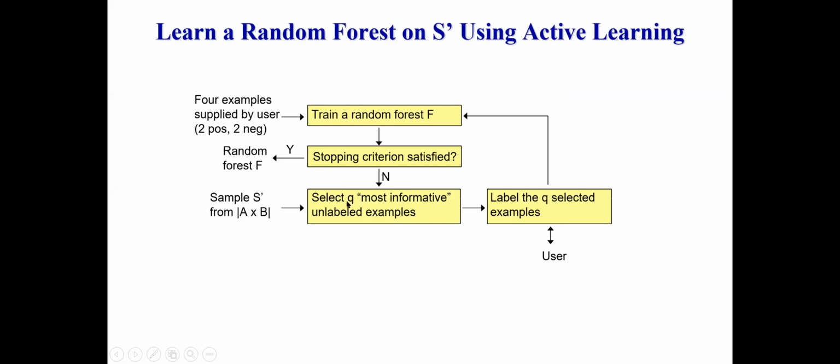We're going to next select the 20 most informative unlabeled examples from the sample S. These could be examples where the random forest is unsure. So maybe half of the trees in the forest say yes, half of the trees in the forest say no. Because of that, obviously, the forest cannot be sure, and so those are informative examples.